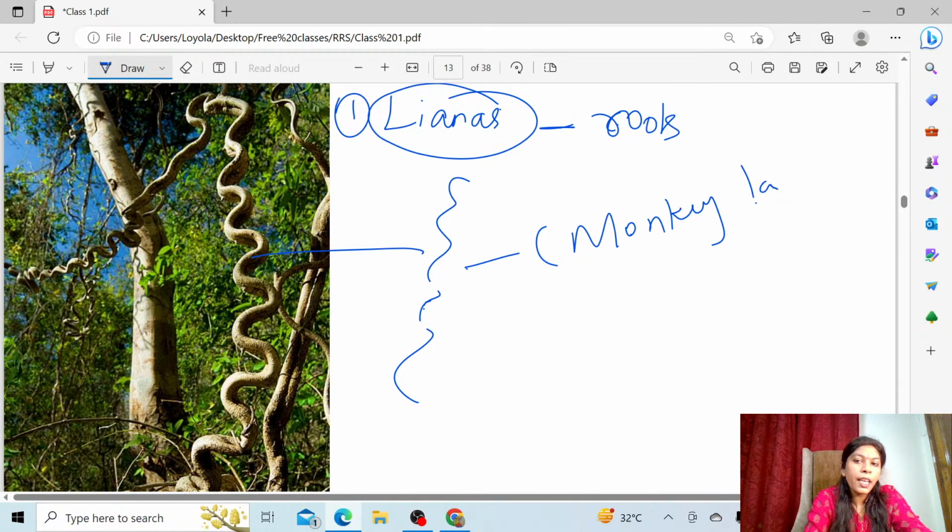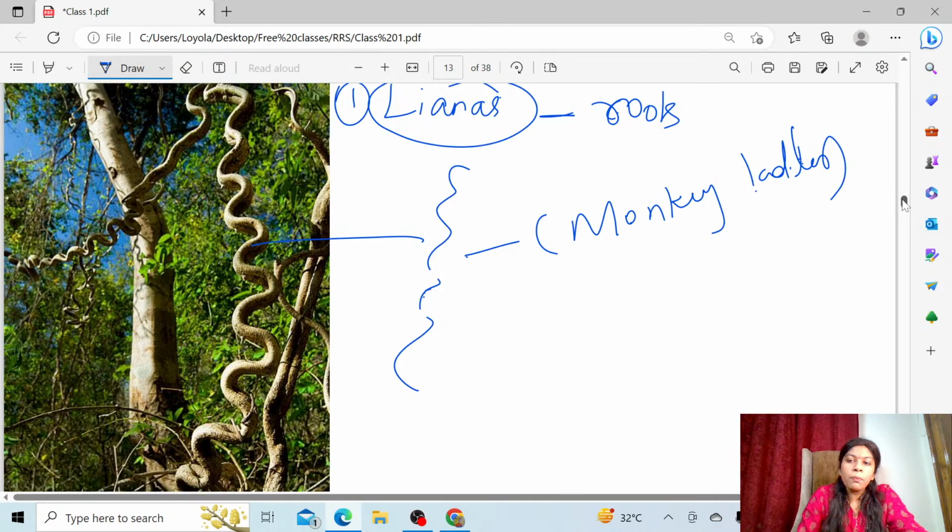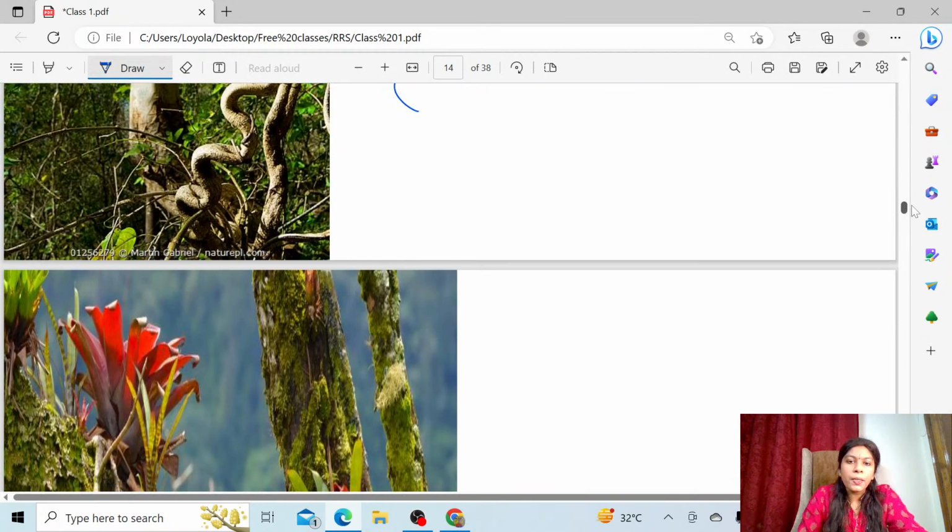What happens, this tree cannot stand straight without the support of other trees. So they will seek the support of other trees. So this tree is getting benefit, but the other tree is not getting any benefit from this tree. But they are not a parasite. They do not take or steal food from the other tree. They only go to the other tree for support. This is lianas.